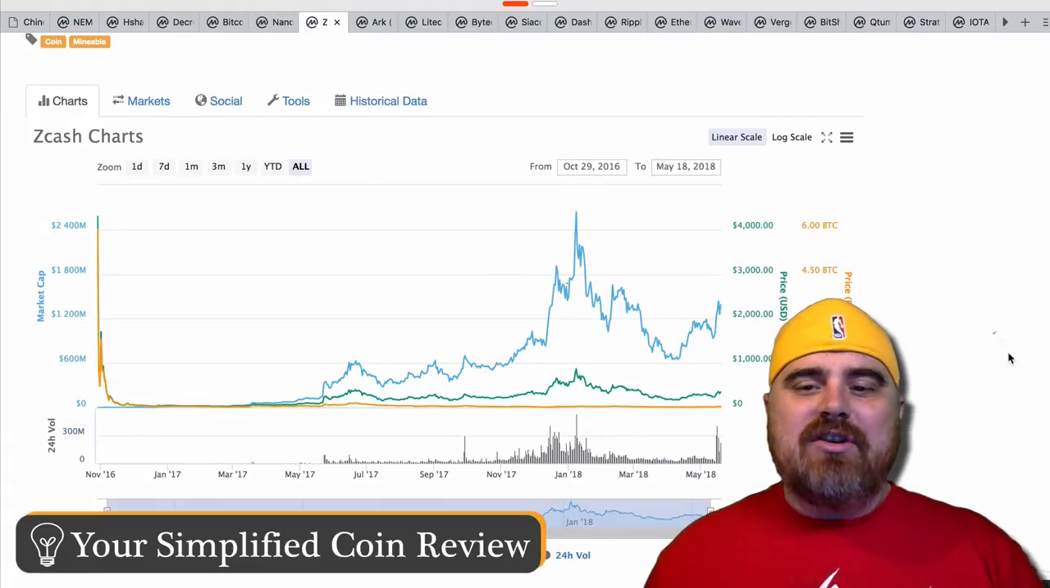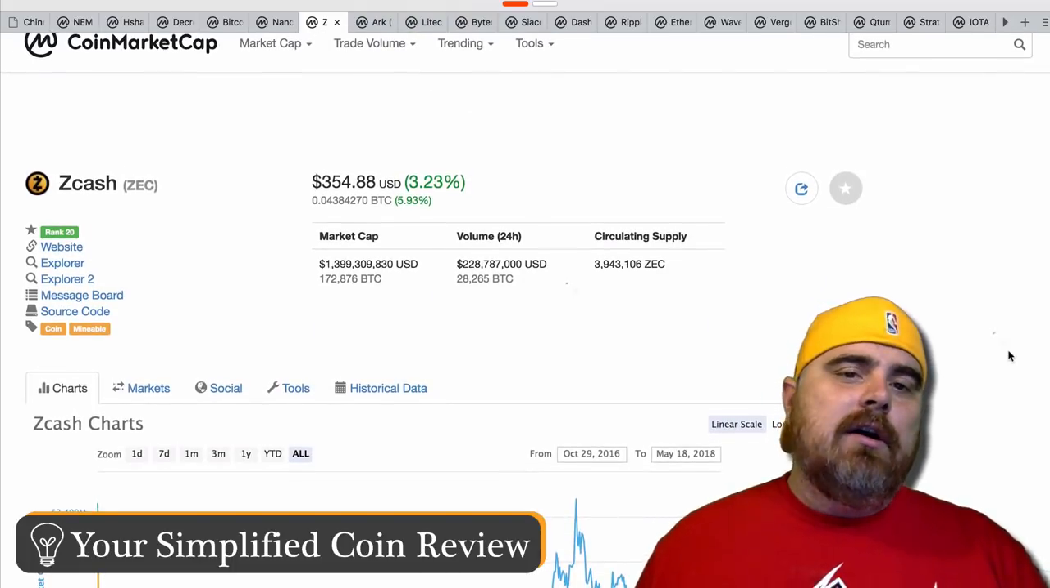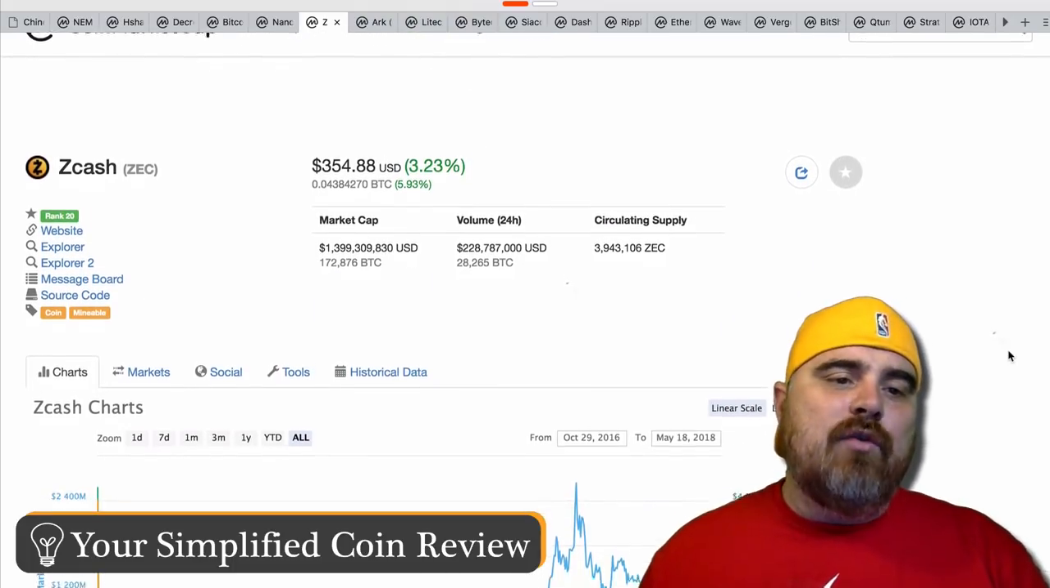Next, we have Zcash, which had quite the pump lately as it was announced it would be going on the Gemini trading platform.